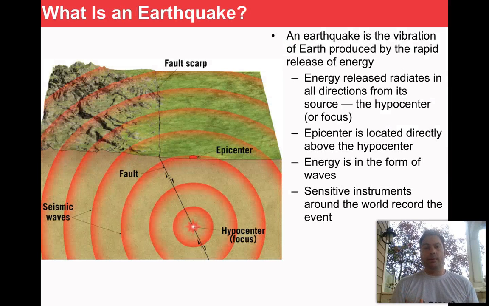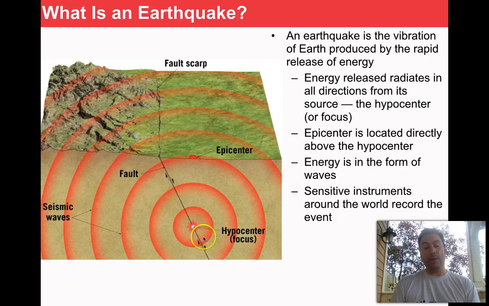So what is an earthquake? Right? So we know what faults are. Here's, as a matter of fact, a fault scarp right here. Here's a fault, and we can see that this is with the arrow going down, this one going up. This is a normal fault. And so what happens over time? Well, an earthquake is simply a vibration of Earth produced by the rapid release of energy, typically along a fault, right? So the energy released radiates in all directions from its source, and we call that source the hypocenter, the focus. This is the hypocenter right down here.